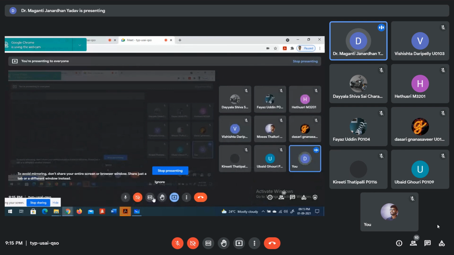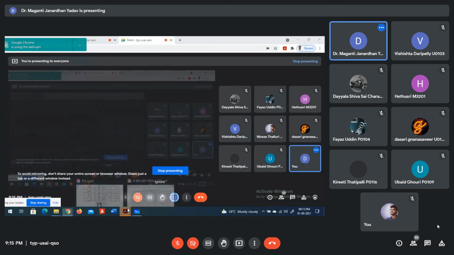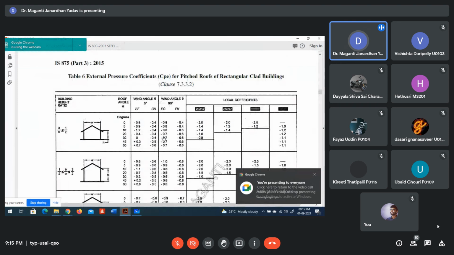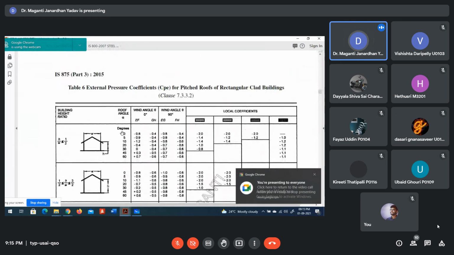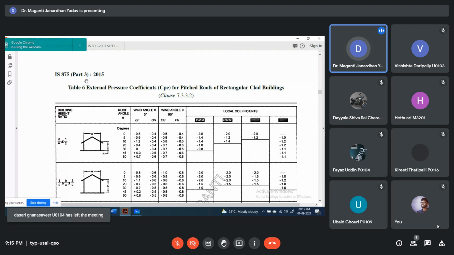This is IS 800. You are all familiar with this code, but not IS 1343 Part 3 2015. Parts 1 and 2, hope you know about this IS 875. Part 1 is for dead loads. Part 2 is for live loads. Part 3 is for wind loads. And Part 4 is for snow loads.